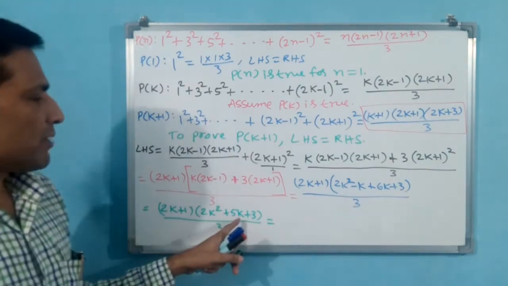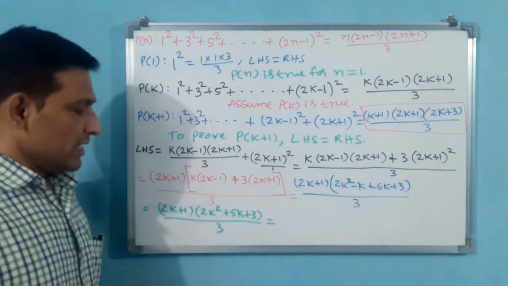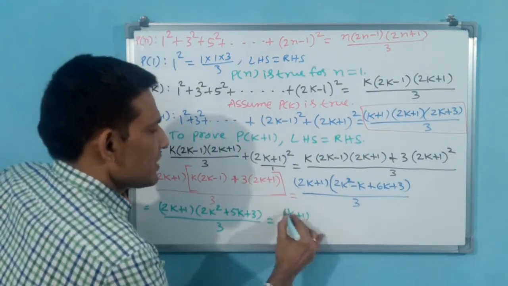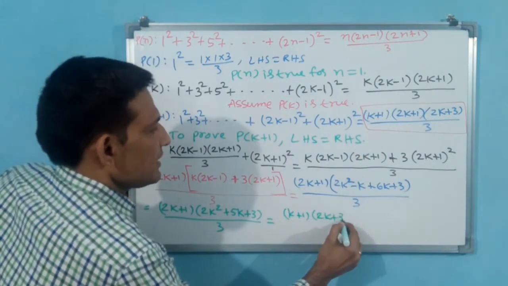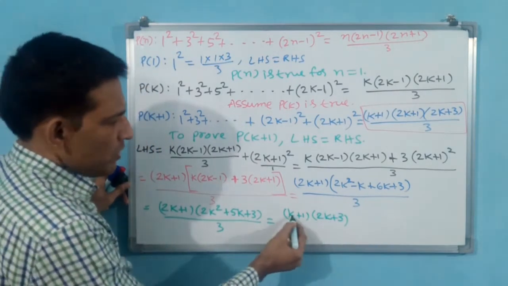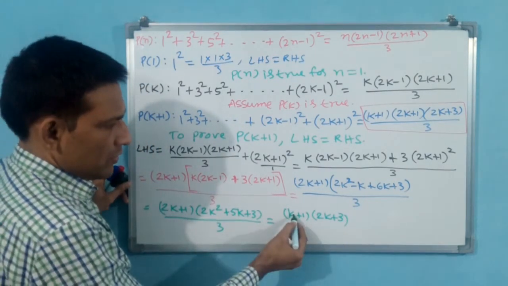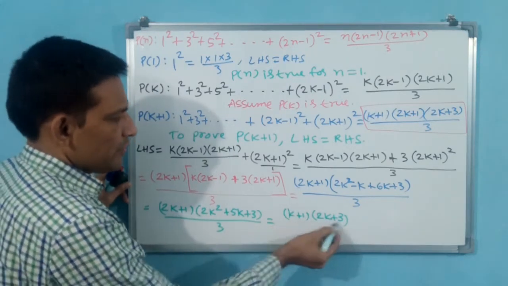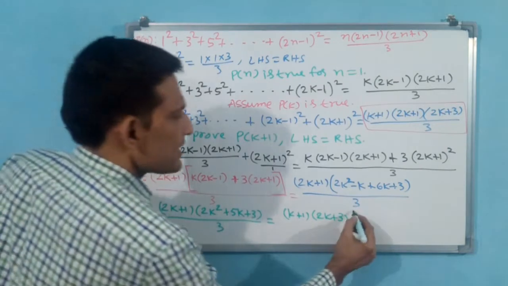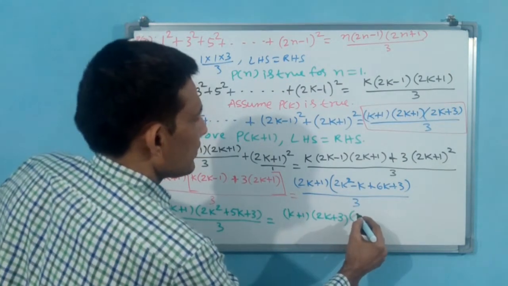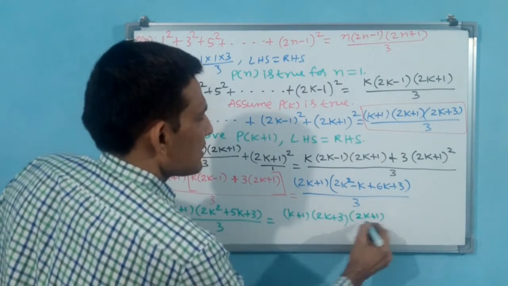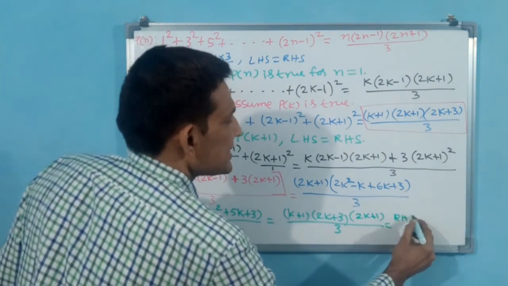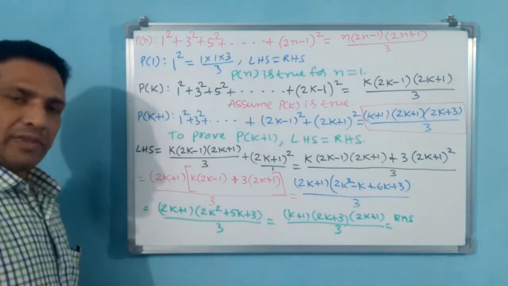Now 2k square plus 5k plus 3 is there. You see, k plus 1 into 2k plus 3; you write first k plus 1 into 2k plus 3. 2k square, 3k plus 2k, 5k, 1 into 3, 3. Same thing is there. Then you write 2k plus 1 by 3. That is equal to RHS. Is it okay now? You see?